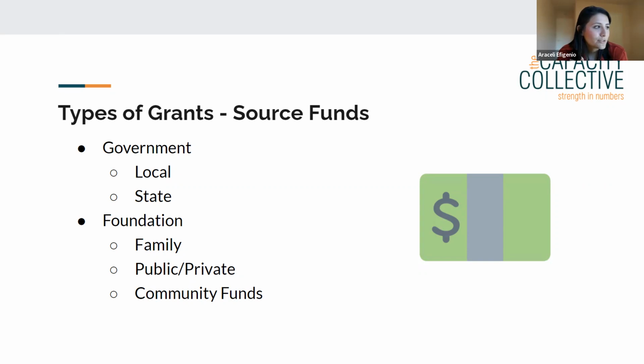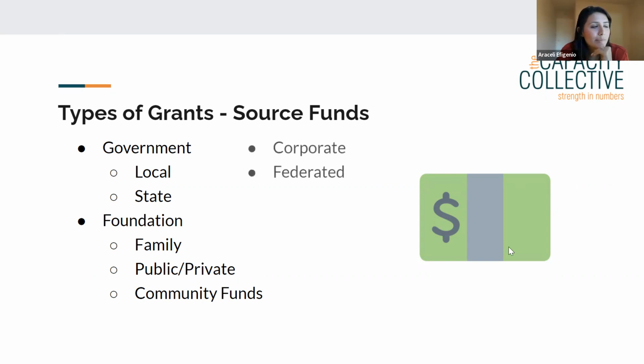There are also source funds from foundations. So there are family foundations. An example of this would be the Bill and Melinda Gates Foundation locally. There are public and private funds. Another local example would be the Seattle Foundation, and community funds that are specific to a geographic area. Another one would be Rainier Valley Community Development Fund.